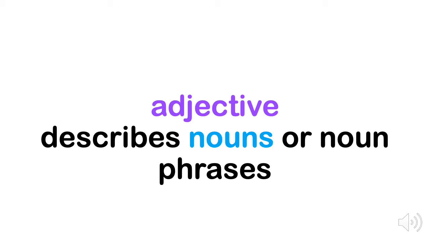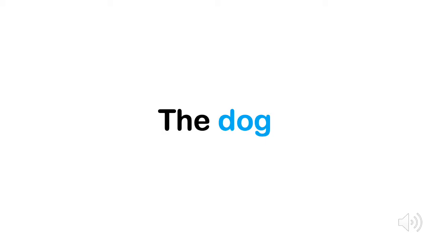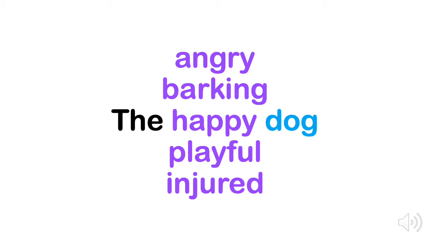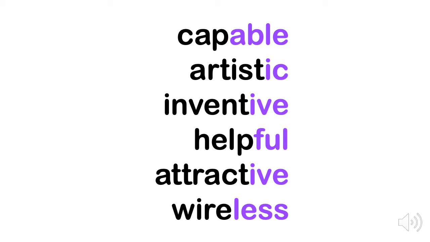An adjective describes nouns or noun phrases. For instance, in this example, the noun dog can be further described or specified. And any word or phrase which can describe the dog is an adjective. In addition to their function in the sentence, adjectives tend to have some common suffixes. These suffixes can, but don't always indicate that the word is an adjective.